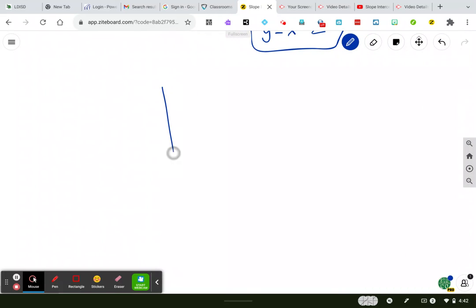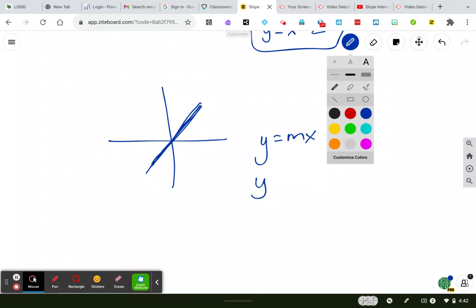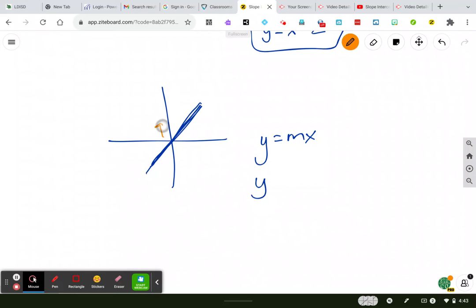All right, a couple of other examples. If something goes through 0, 0, it's just going to be y equals mx. And you're going to look at what is happening here. How many times is it going up and to the right? That's going to be your m. So let's just say this was 2 and a 1. So that means it would be 2 over 1, 2 over 1 x. And that's it. Positive slope. It doesn't cross the y-axis anywhere else but 0, 0. So this would be your equation.